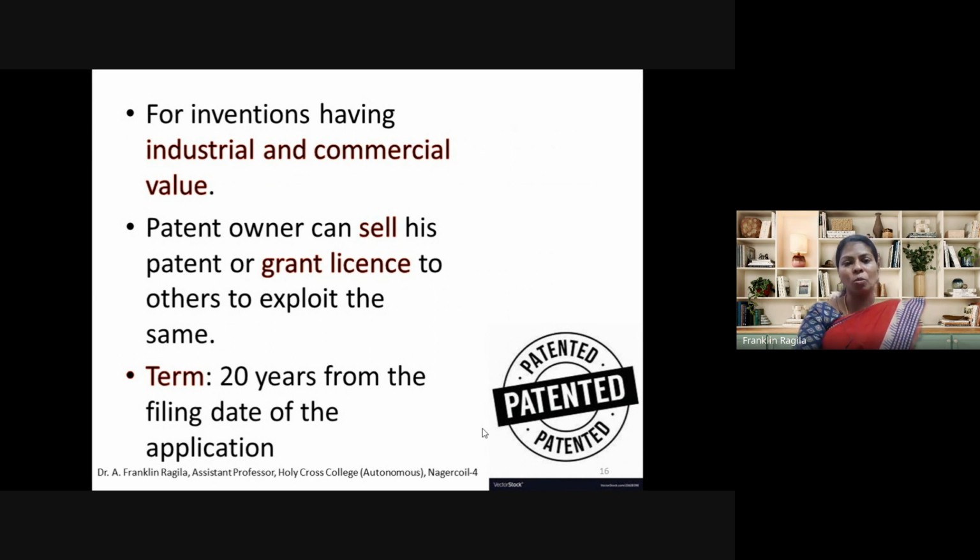And the patent owner can sell his patent, either he goes for production or he can sell or license it to others to exploit the same. Exploit in the sense he can allow others to use his invention. And the term for a patent is 20 years from the date of application. And the patent office is providing this patent according to the early date.